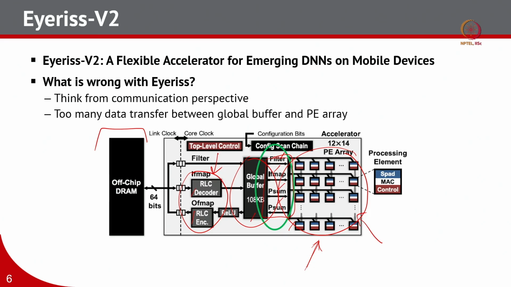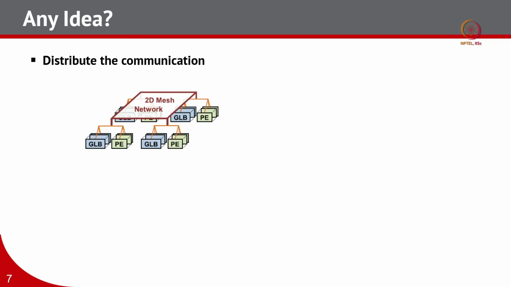That is why in Eyeriss V2 they have proposed distributed communication. They have proposed a structure where they are distributing the communication. In Eyeriss V1 we saw that there is only one global buffer structure and then another PE structure. Between that global buffer and the PE array there is only one interface for communication, which may slow down the whole communication process, and which in turn will hurt the total end-to-end latency.